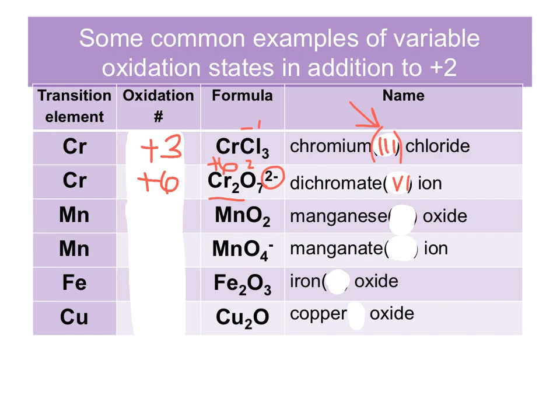Next, we have Mn attached to just O2 as a neutral compound. So again, oxygen we know is -2. We have 2 of them, so we're up to a -4. We want it to be completely neutral, so the manganese would need to be a +4 in this case, which is the state that IB wants you to know about. So that's an IV, manganese(IV) oxide.